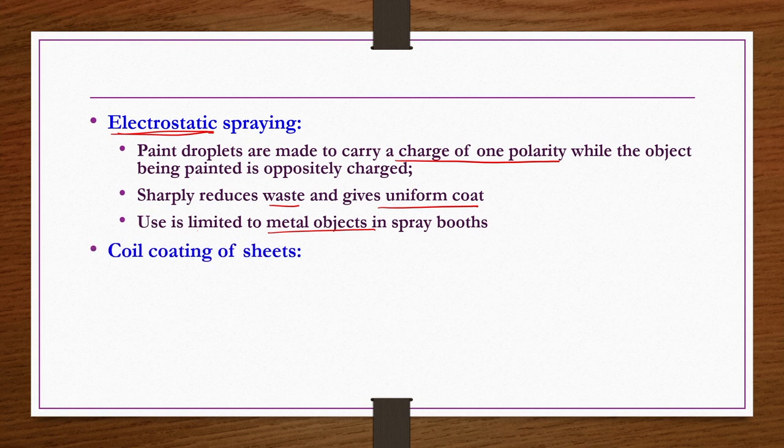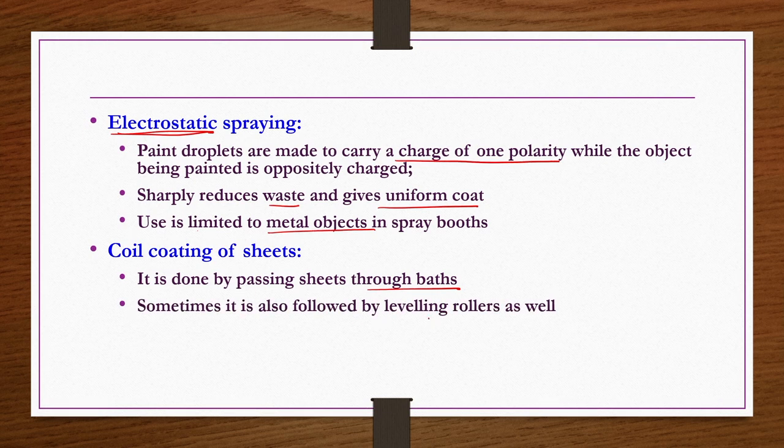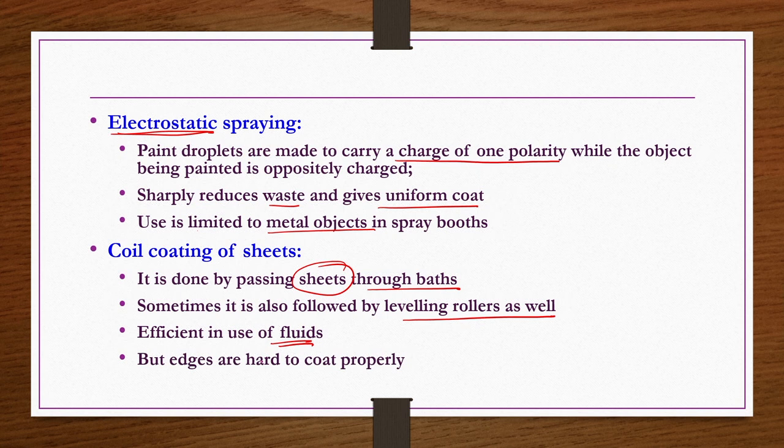The next method is coil coating of sheets. In coil coating, whatever the surface that you want to coat, they are passed through some kind of coils. It is done by passing through baths. Sometimes it is also followed by leveling rollers for the sheets on which you are doing the coating. It is efficient in use of fluids. There is no loss, but the problem is that whenever you pass sheets through baths, edges may not be properly coated. That may be an issue. Edges are hard to coat properly.